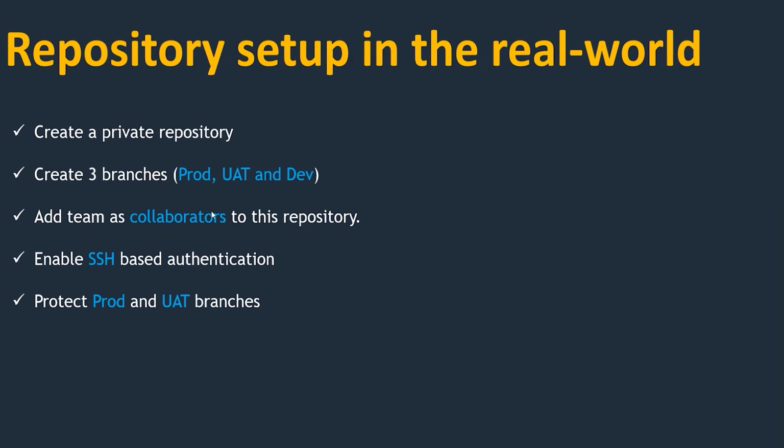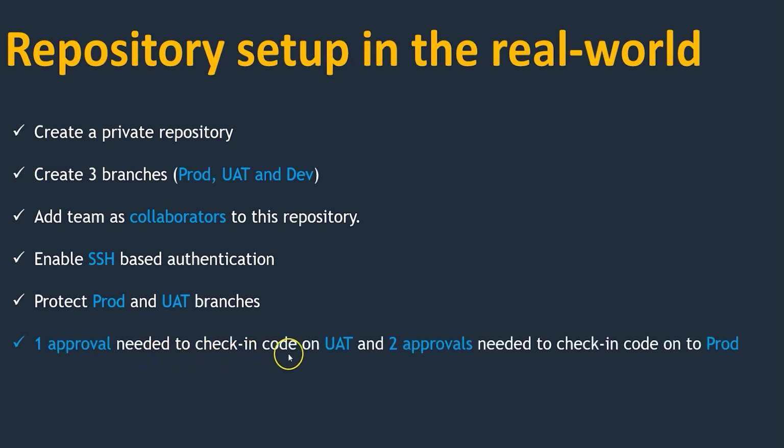Next, protect prod and UAT branches. So here we are creating 3 branches. Developers can push any kind of code on the dev branch, but not on UAT and prod branches. If they are pushing or checking in any code on UAT or prod branch, it should be in working state, so that my UAT and prod branches always contain working code. One approval is needed to check in code onto the UAT branch, and 2 approvals are needed to check in code onto the prod branch. So this we are going to add with the collaborators. I have already discussed collaborators in our previous sections, right?